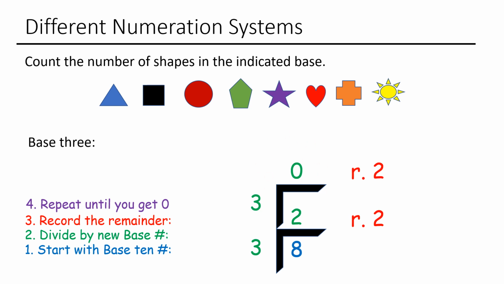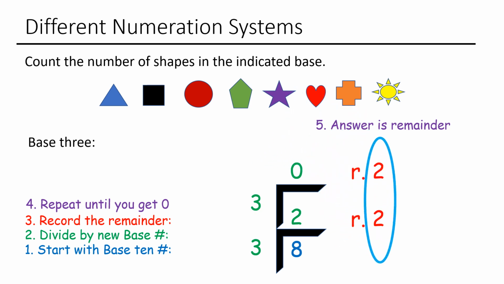But what is your answer? Well, your answer is actually these remainders, and it is written going down. Going down is how it's going to be written. So 8 in base 3 is actually 22. I know that's kind of confusing, so we're going to do another example.